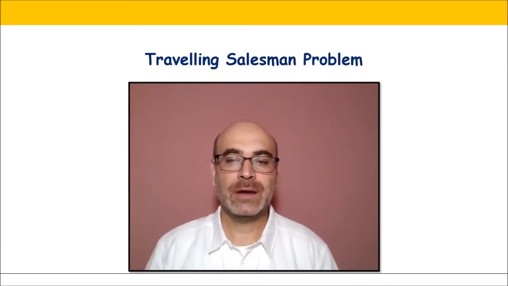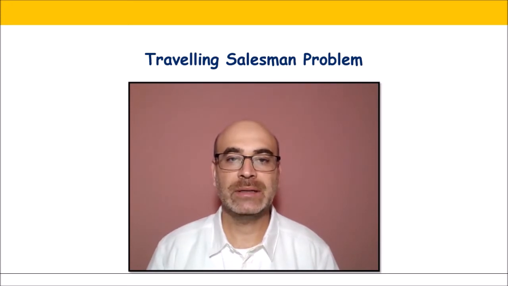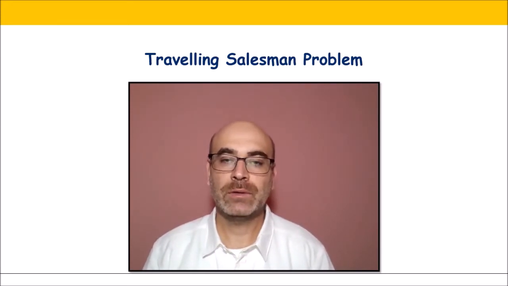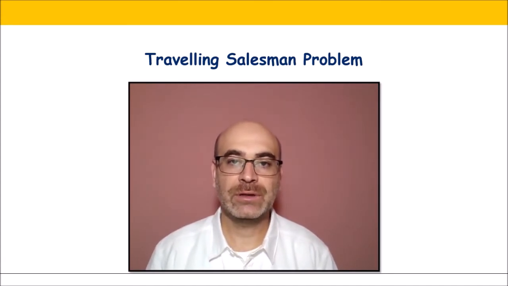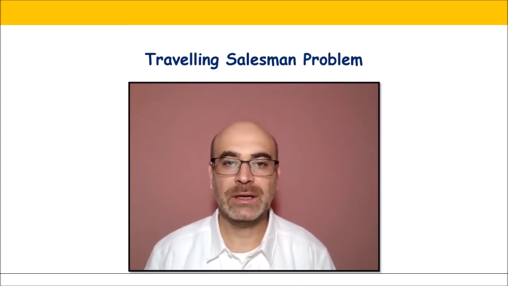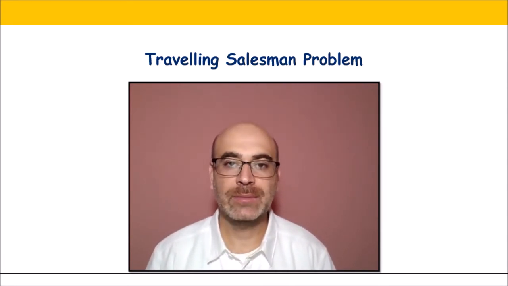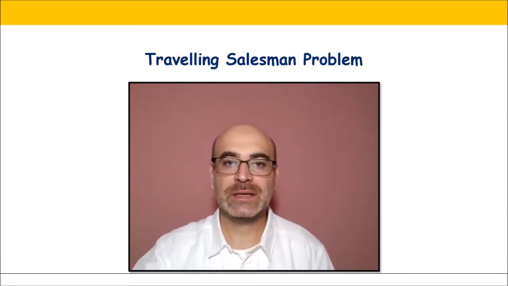Hello, we are continuing our discussion on the traveling salesman problem. In this lecture, we will solve two examples using the branch and bound algorithm for the TSP, and we will illustrate how we may need to branch into more than two in the branch and bound tree. So let's get started.